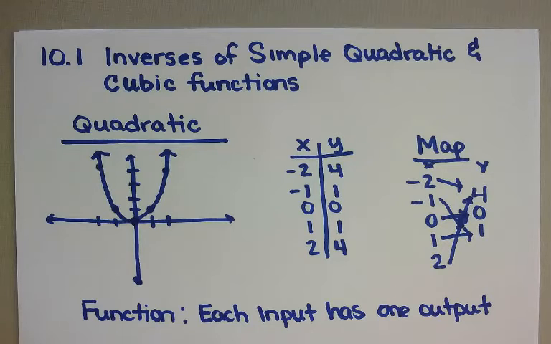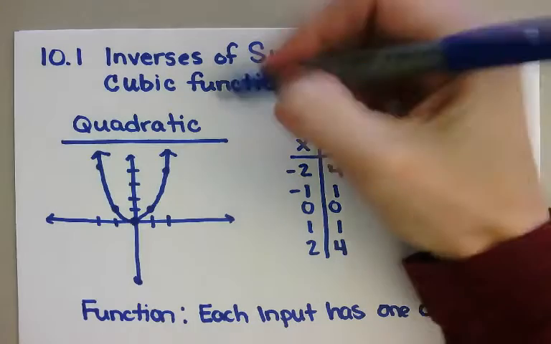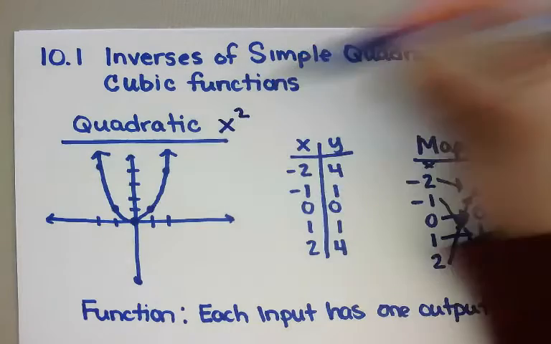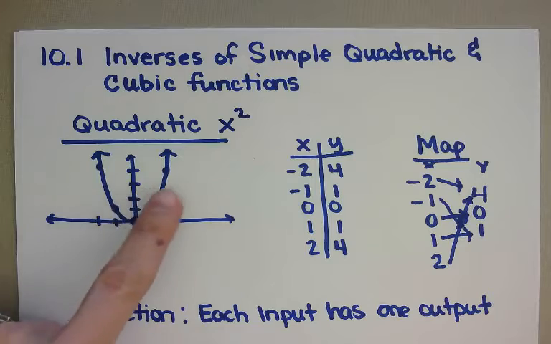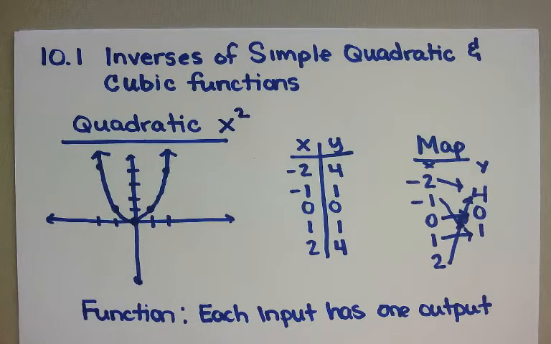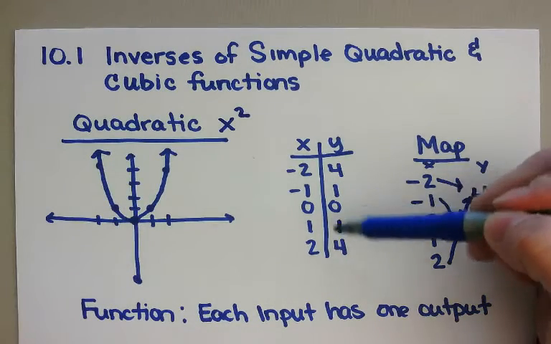Lesson 10.1, we're going to look at inverses of simple quadratic and cubic functions. So I've gone ahead and given you a graph of what the parent function of a quadratic looks like. And remember, a quadratic is like an x squared. That's the parent function. So I have points at (0, 0), (1, 1), (-1, 1), (2, 4), and then (-2, 4). So I've listed those out here.